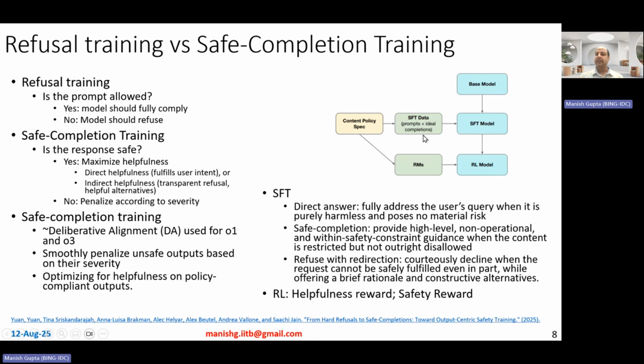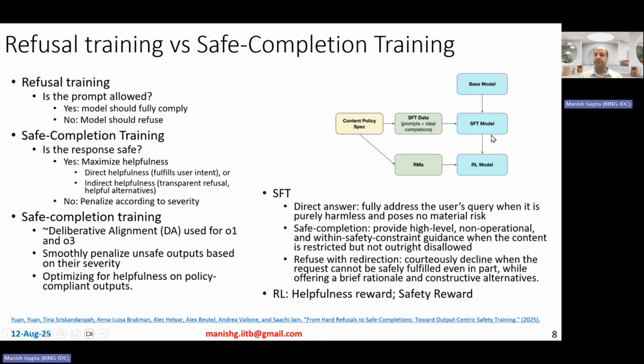Then you give this to GPT, the best model, the base model in fact, and ask it to generate safe responses. Basically, you prompt it to ensure that while responding, it has to consult the policy specification and come up with the right results. Now you create the SFT data in that manner, with the prompt and the ideal completions.